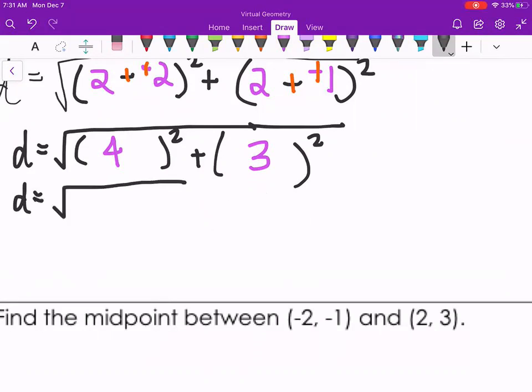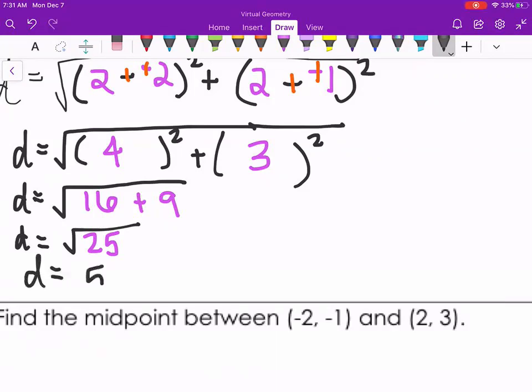All right, so now we have 4 squared, which is 16. 3 squared, which is 9. Add those together, which gives us the square root of 25. So my final distance between those 2 points is 5 units. Okay, that was our final distance.